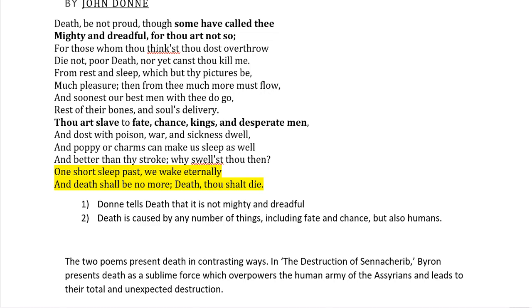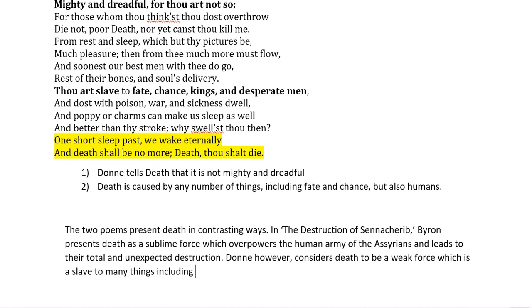And then our contrasting statement. Donne, however, and we only use however if these poems are presenting very different ideas. Donne, however, considers death to be a weak force which is a slave to many things, including the actions of humans.